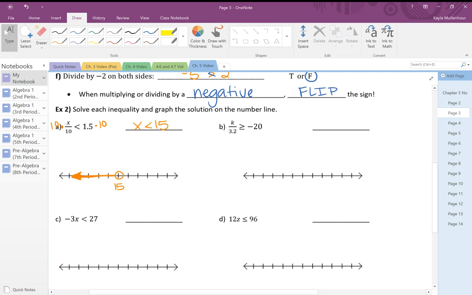B, k is being divided by 3.2, so we need to multiply by 3.2 on both sides. Again, the thing we're multiplying by is still positive, so we don't need to flip the sign. We end up getting k is greater than or equal to negative 64. So this time it is a closed circle at negative 64, and your arrow is pointing to the right.